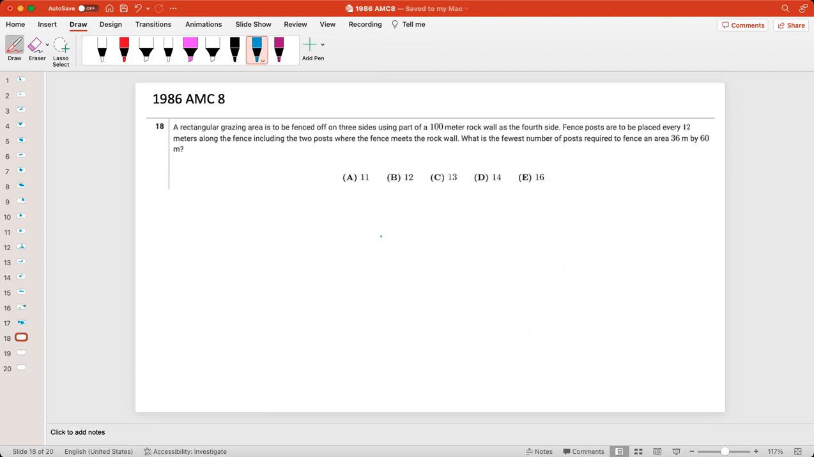A rectangular grazing area is to be fenced off on 3 sides using part of a 100-meter rock wall on the fourth side. So one side we are going to have the rock wall. Assume this is the rock wall. Okay. 3 sides we are going to have a fence which is going to look like this.